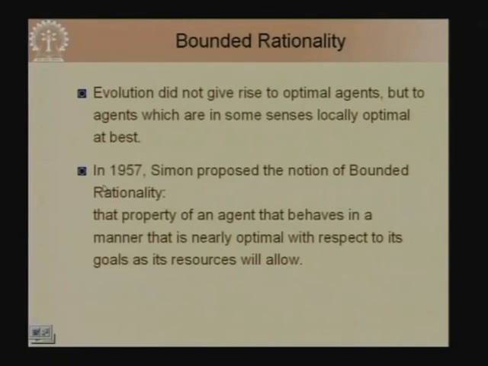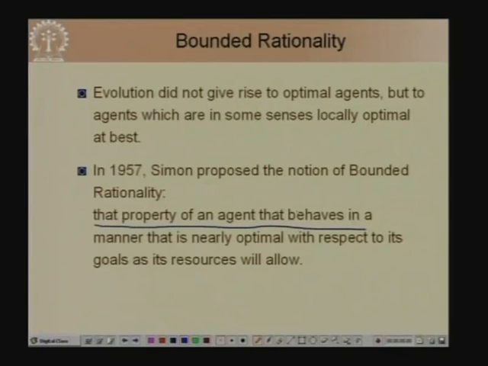As we have already talked about, in 1957 Herbert Simon proposed this notion of bounded rationality. Formally, bounded rationality is that property of an agent that behaves in a manner that is as nearly optimal with respect to its goal as its resources will allow.